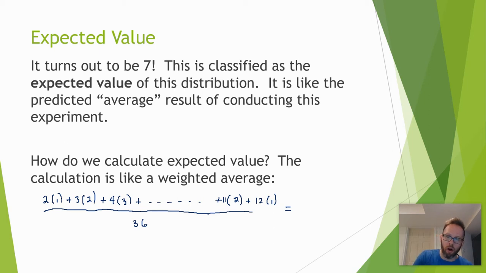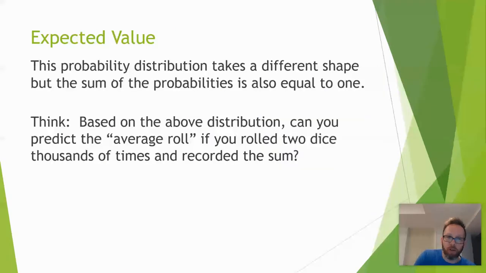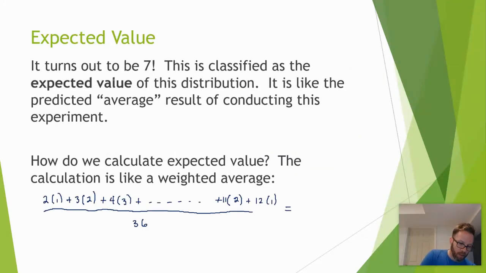And so multiply all those outcomes times how many times they happen. What you should see is that on top, you get a total of 252 over 36, which gives you 7. So you can see that of the 36 possible outcomes of rolling 2 dice, on average, you can expect to get a 7. So you can think of it as a weighted average.